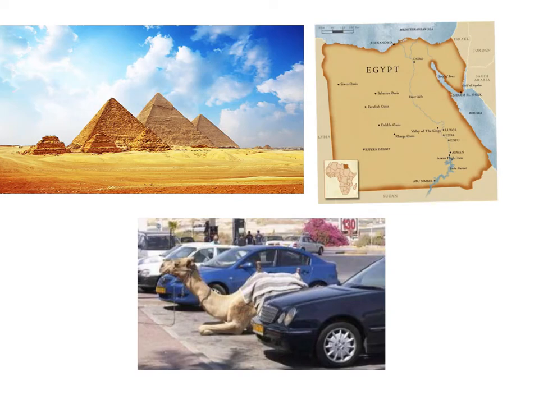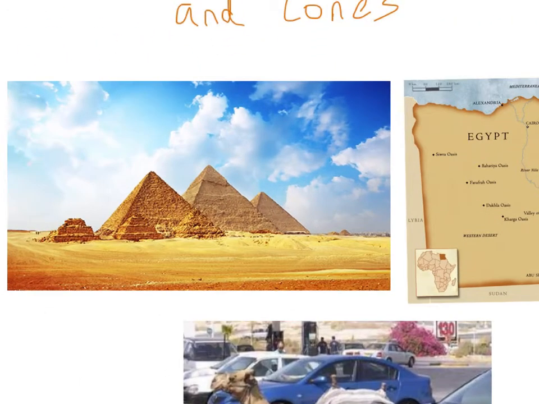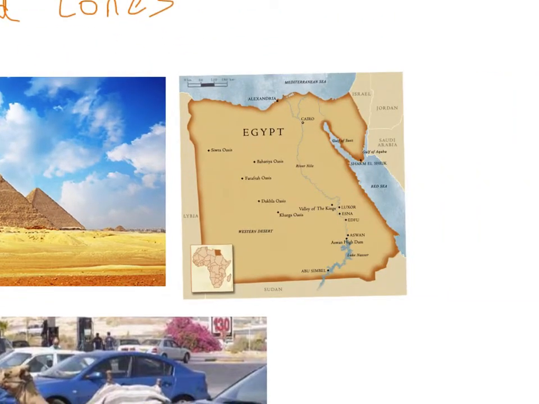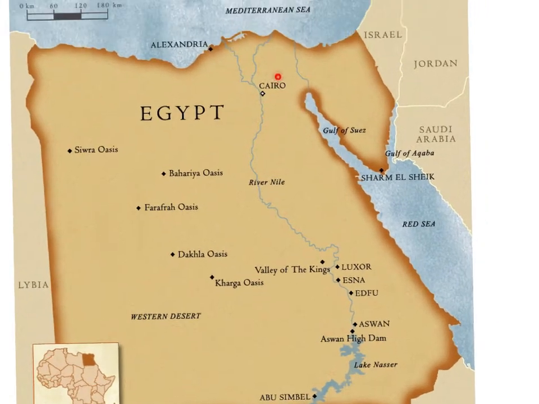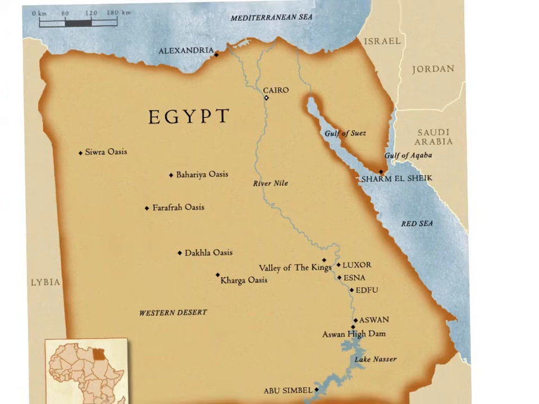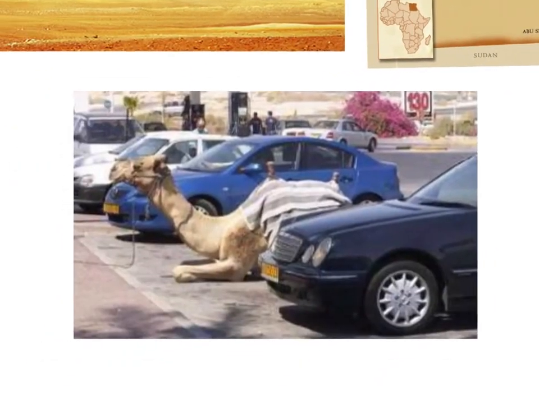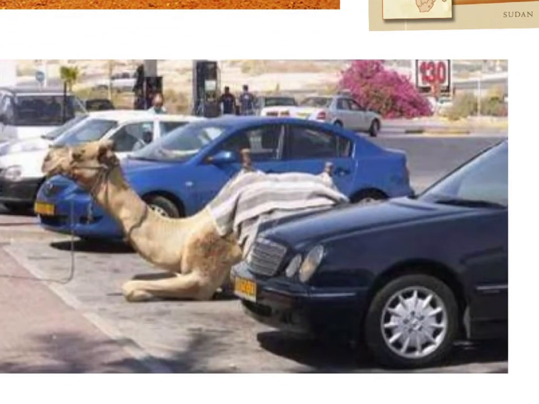So speaking of Egypt, just a quick history lesson. Of course, the pyramids are in Egypt, but did you know there's, I think it's like 138 pyramids that have been discovered? Most of them are around Cairo, up there. And of course, in Egypt you have mass transportation via camel.